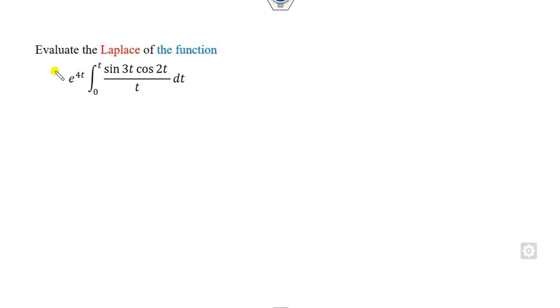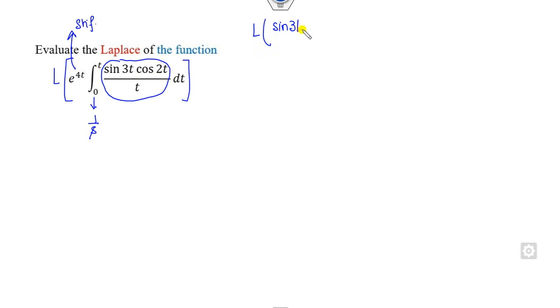Okay, look at this one. Again your target is to find the Laplace of this. So this again gives you the shifting first theorem. So this value will give you the 1 over s of the Laplace of this. So firstly I need to find the Laplace of this value, sine 3t cos 2t divided by t. How can you find that? Because it's a division by t, it's the integral from s to infinity of Laplace of sine 3t cos 2t, fine, into ds.